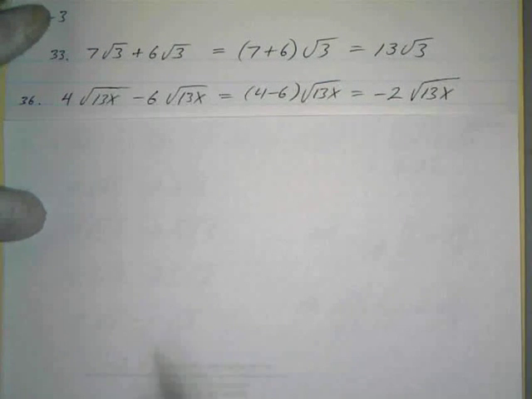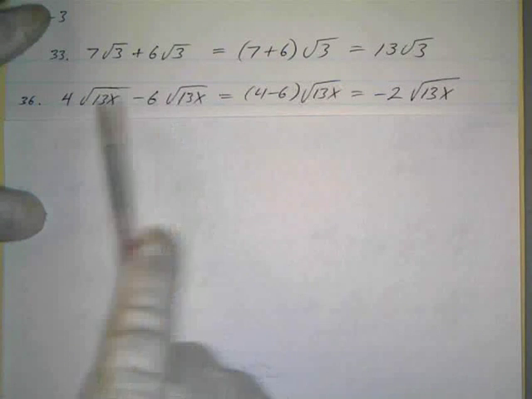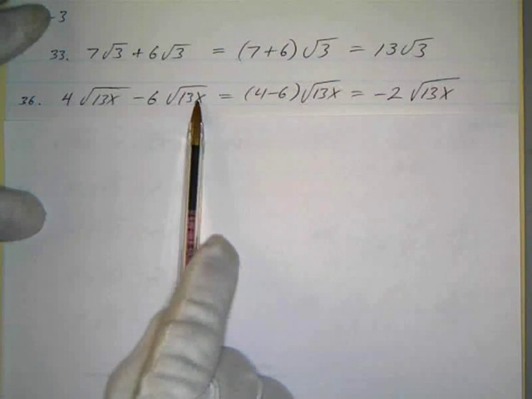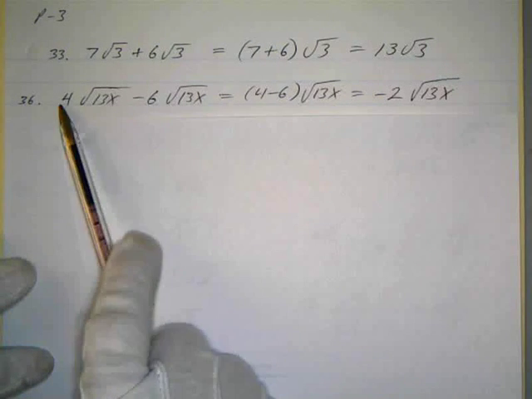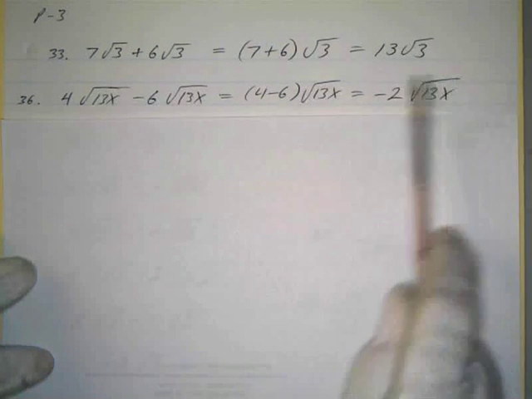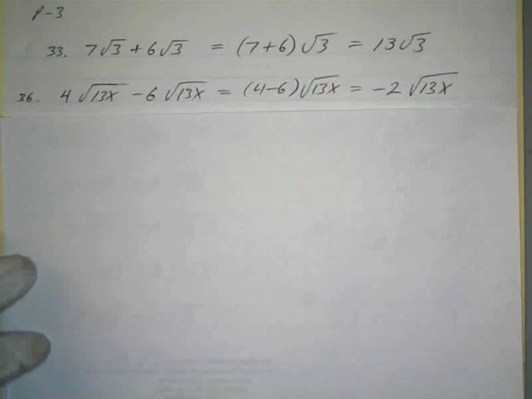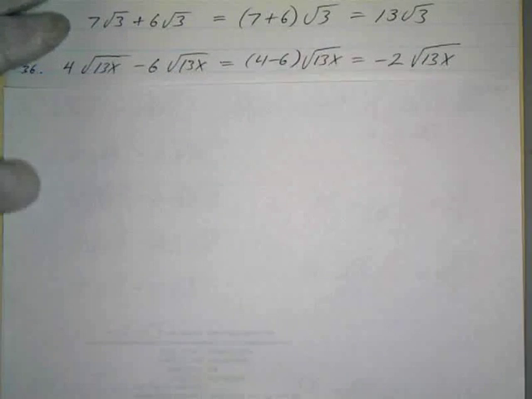On number 36, again, we have the same index, which is 2, and the same radicand, which is 13x. So again, 4 of these minus 6 of these, which is negative 2 of these, and these are the square root of 13x. Okay.